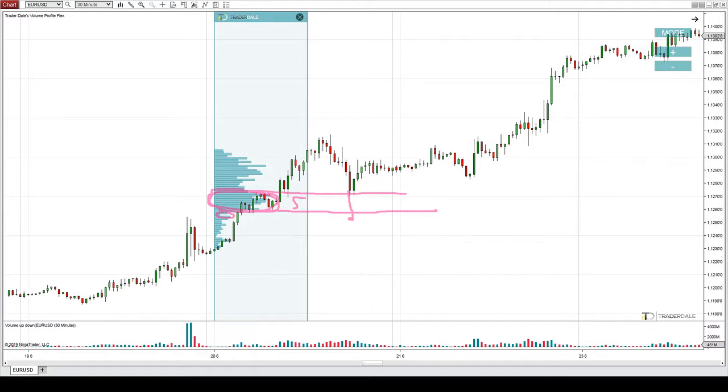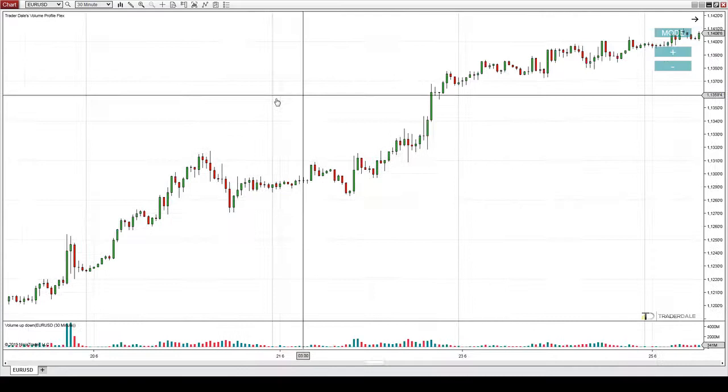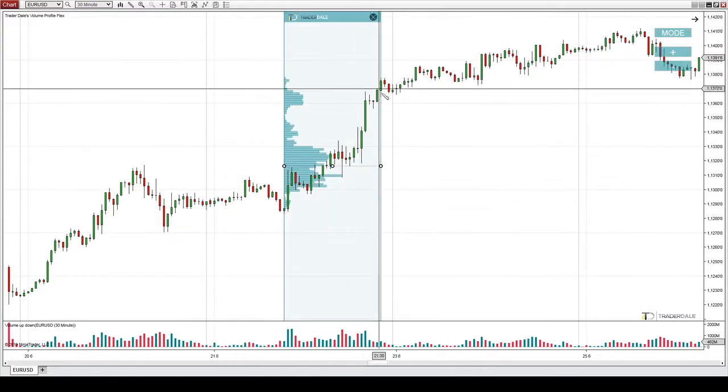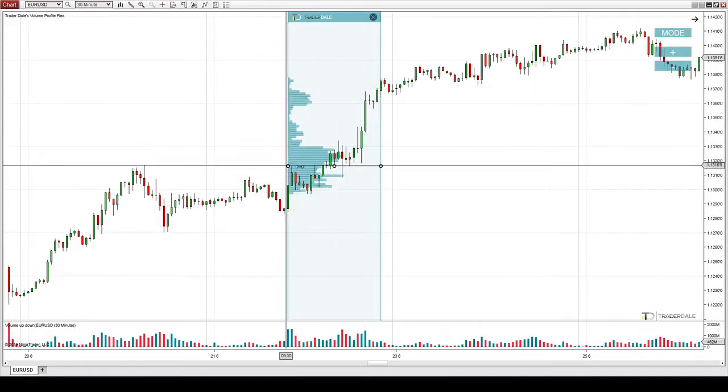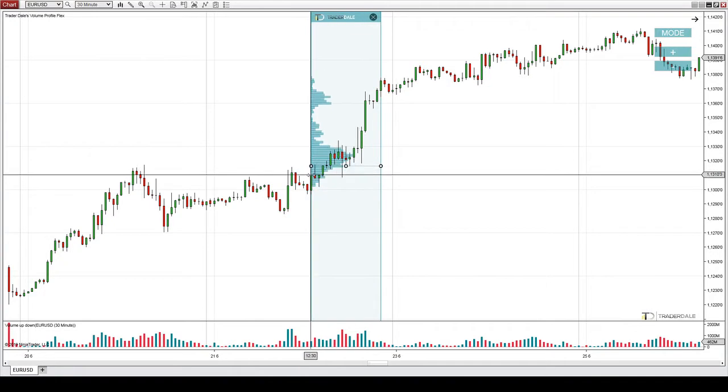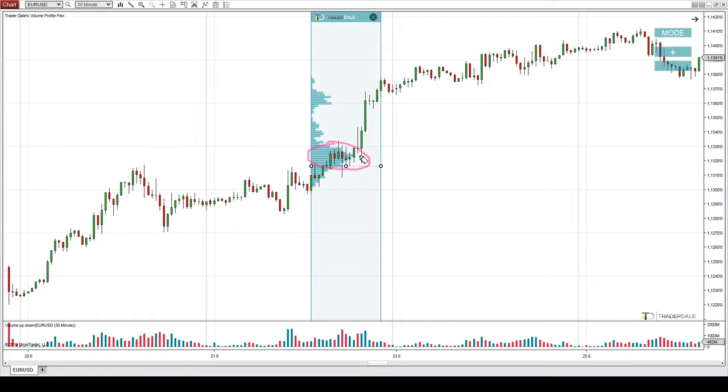So let me show you some more examples. Let's have a look, for example, at this trend. Let's use the profile like this. So if you use the trend setup and have a long entry level in here, then your stop loss would be below this volume cluster. So it could be either in here or in here, alright, at the place where the volumes are low.